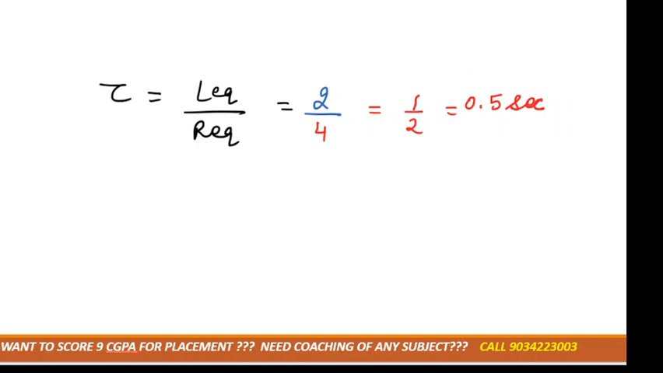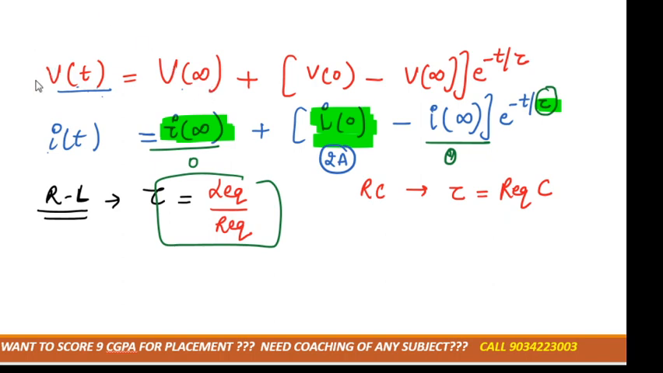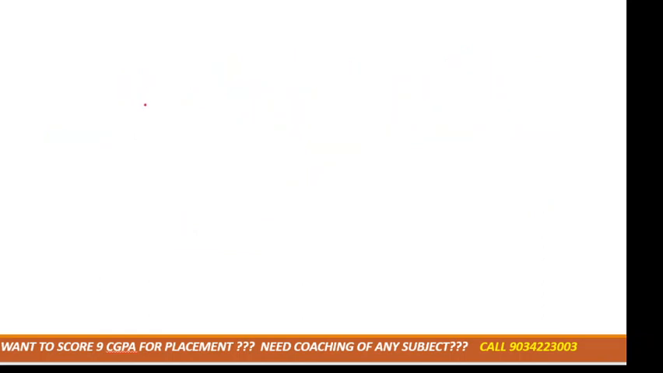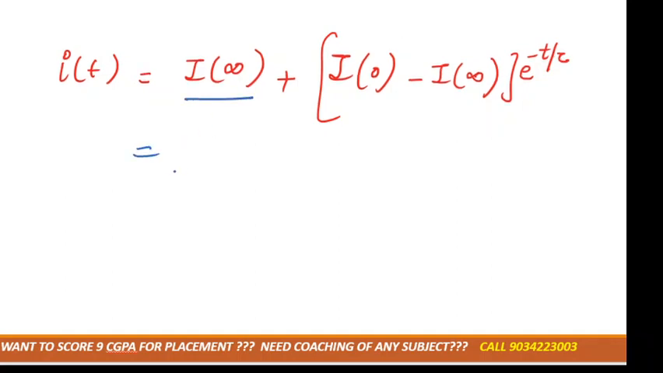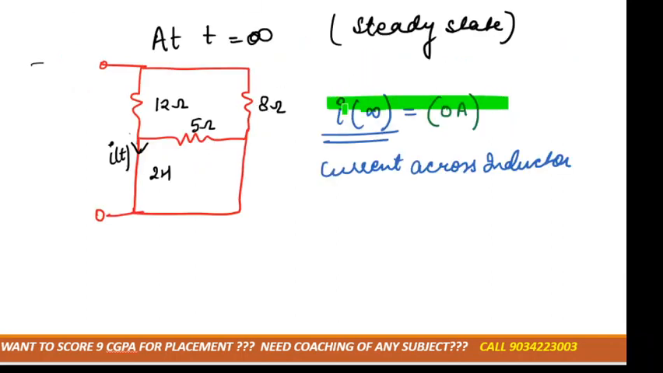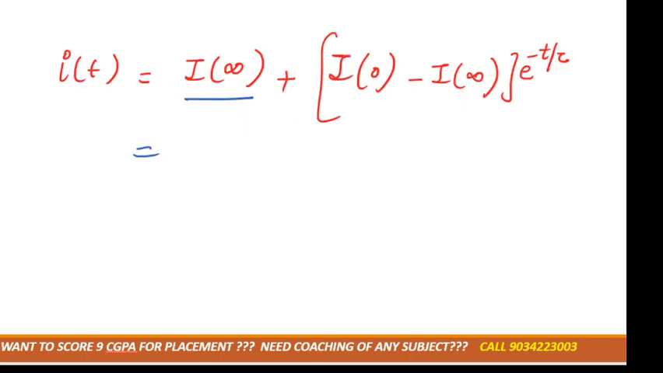Now we can put this value in the standard form of the equation, right? I'm writing it. This is the formula, okay? You need to remember it. I'm writing it again. I(t) is equal to I of infinity plus I of 0 minus I of infinity, times e raised to the power minus t by tau. Okay, I infinity we already calculated. What was that? At t equal to infinity, current across the inductor is 0. So we can put here that I infinity is 0, right?